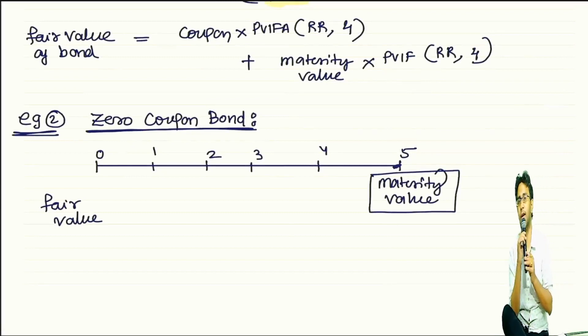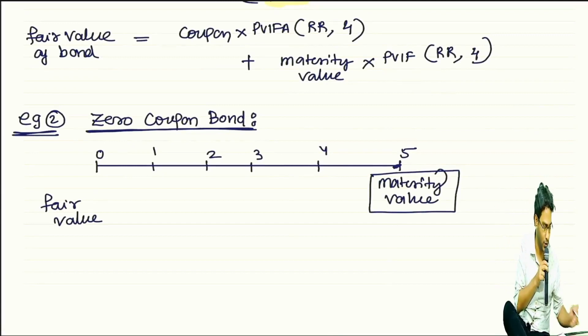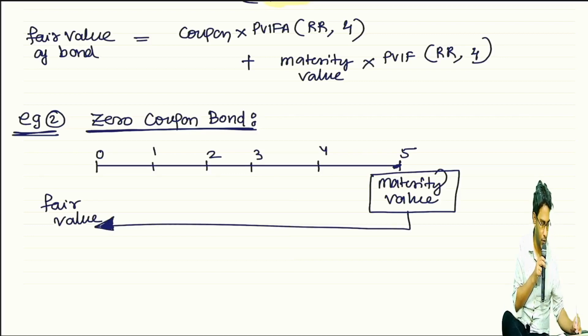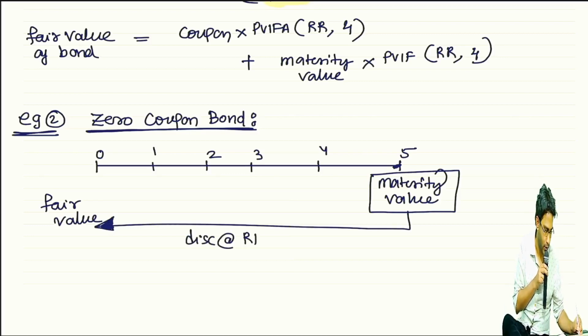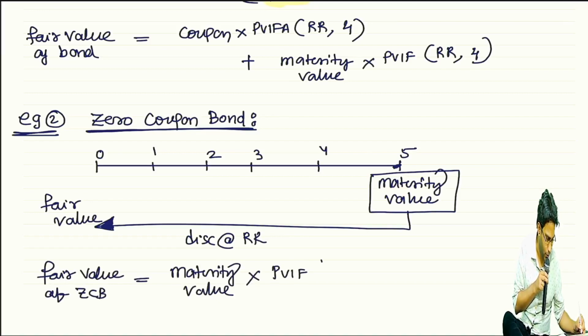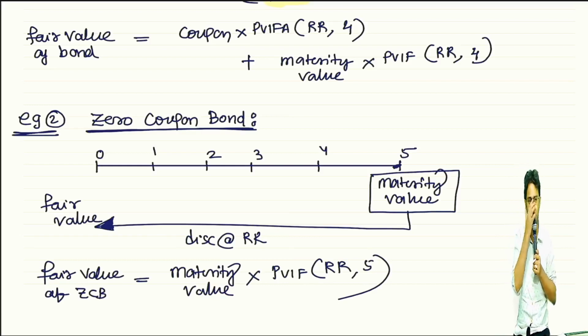Your concept is simple, sir. Whatever future cash flows are there, discount. One cash flow, you will discount; 10 cash flows, you will discount. In this case, it's only one cash flow, just discount it at the required return. So the fair value of a zero coupon bond is equal to maturity value into PVIF at RR, 5th year. Is PVIF correct or should you write PVIFA? PVIF is correct.